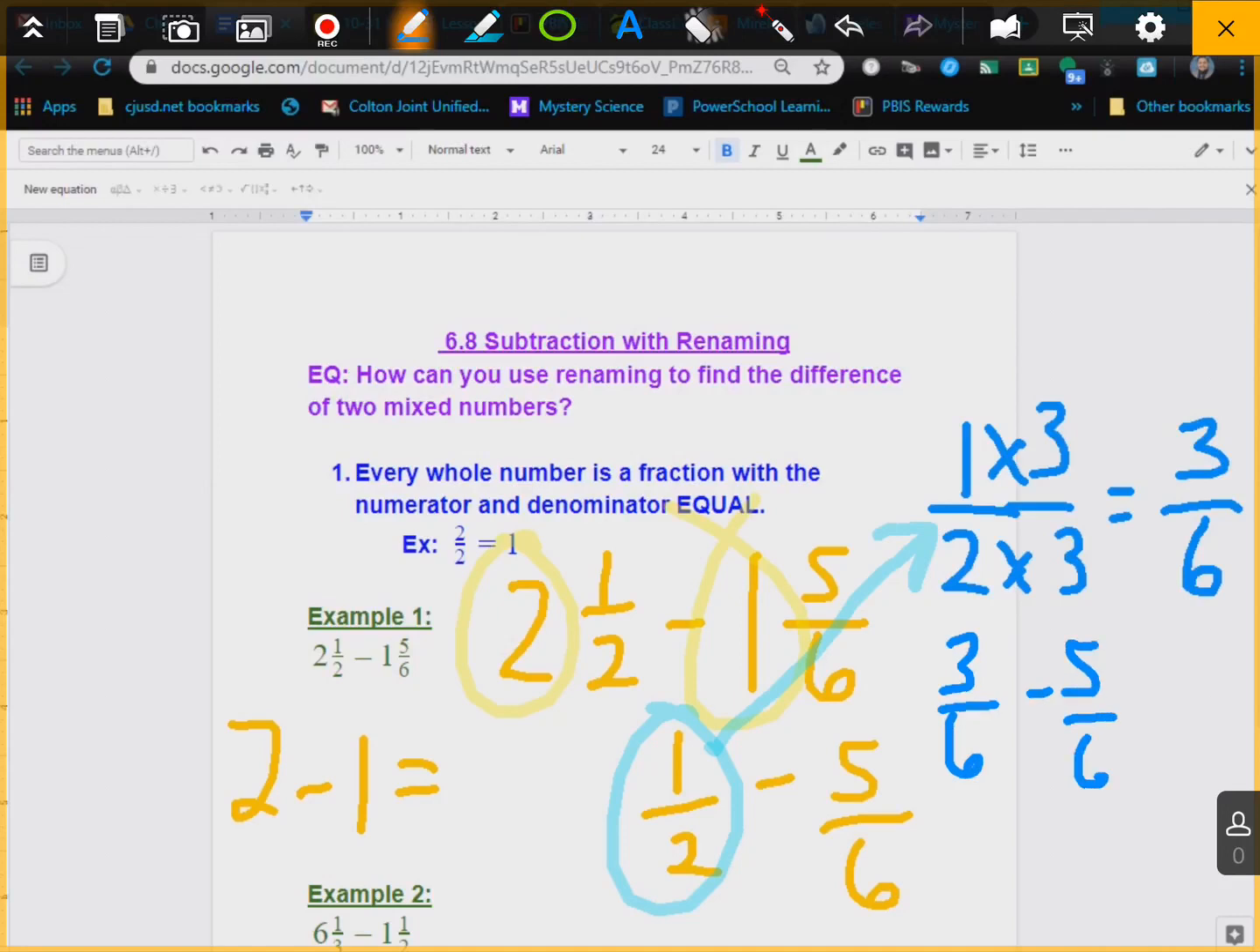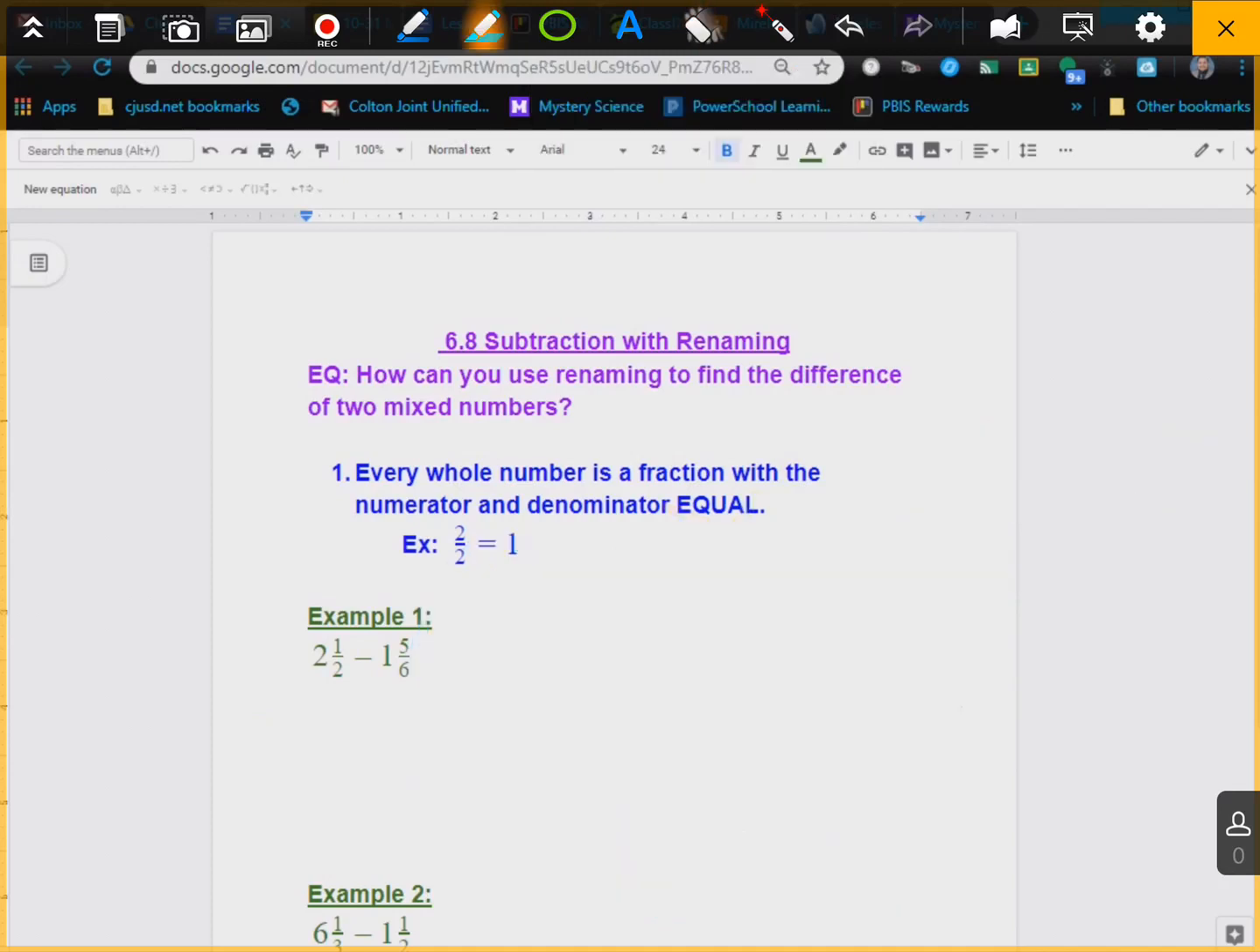Now here's the issue. 3 is smaller than 5. So what I have to do is regroup. I have to take something away from the whole number that it's attached to, which is the 2. So if you need to pause right now, go ahead and pause, because I'm going to erase and I'm going to show you what I mean. Hopefully you paused.